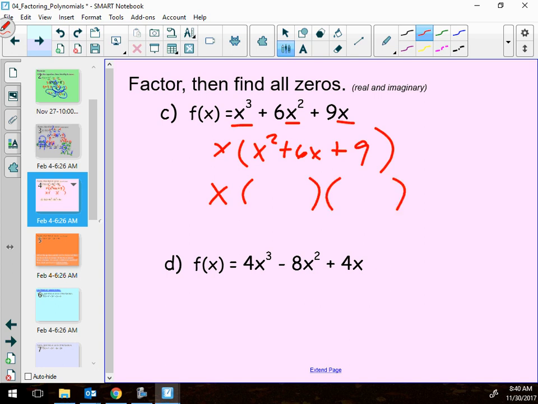Finish the job. Let's see who can finish this for me. The dice of destiny say that row 6, person 1, all the way over there. So, you got it factored? Nice. Now, let's get the actual imaginary and real answers. So I say equals 0.